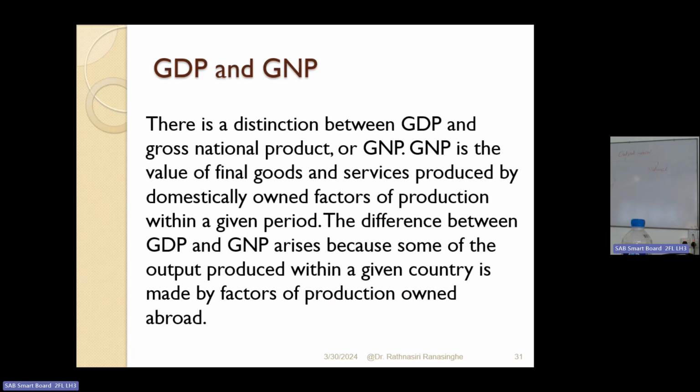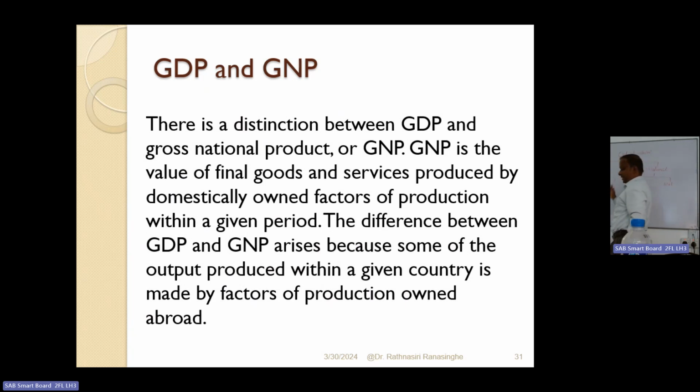Now what is the adjustment we make here? We add net factor income from abroad in order to convert domestic into national. And here also we can identify gross and net: gross domestic output, net domestic output, then gross national output, net national output.